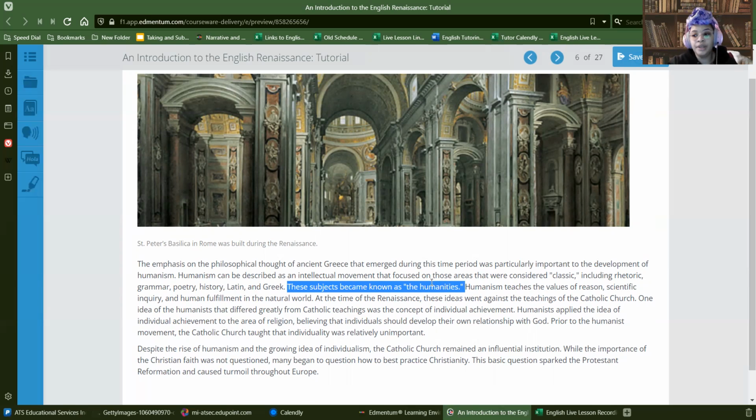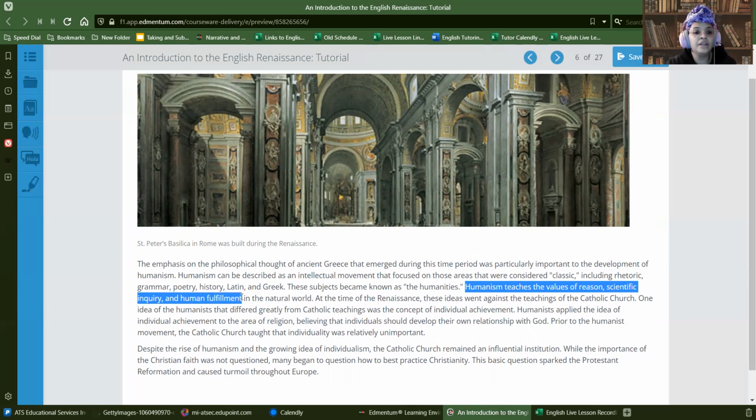Now, if you've been to a school ever, you may have heard someone refer to topics as the humanities. And this is the original source of that word. So, to give you a little more information about humanism, humanism teaches the values of reason, scientific inquiry, and human fulfillment in the natural world.